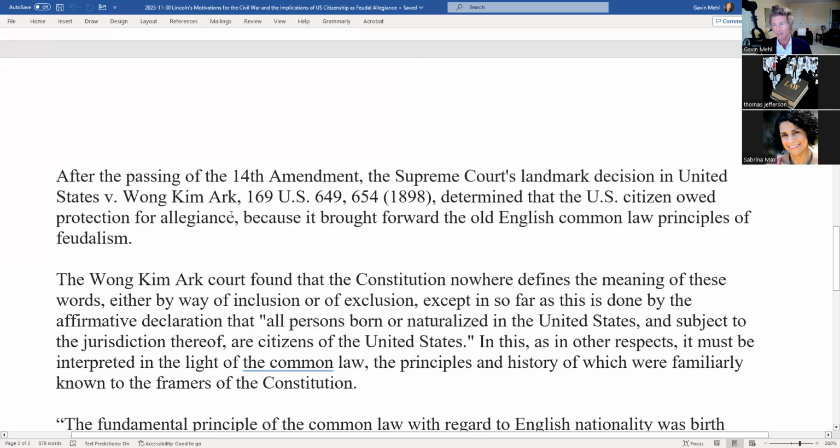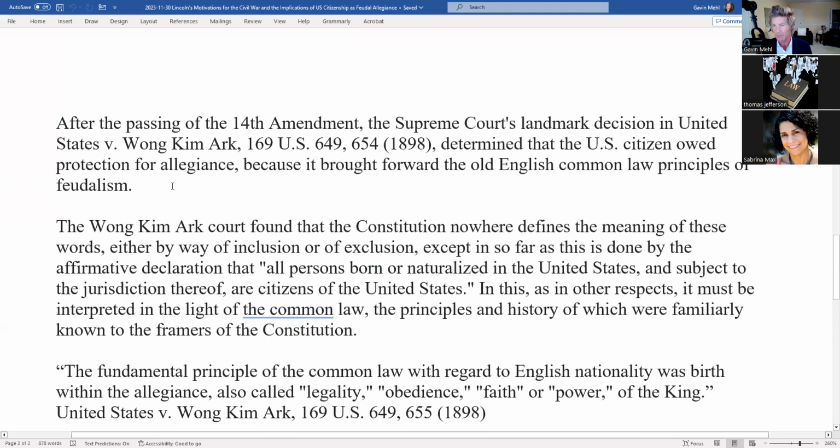After the passing of the 14th Amendment, the Supreme Court's landmark decision, Wong Kim Ark of 1898, determined that the U.S. citizen owed protection for allegiance because it brought forward the old English common law principles. And I'm going to show you where this is in this case, because everything I'm talking about here is backed up in Supreme Court case law. This is not just some nonsense.